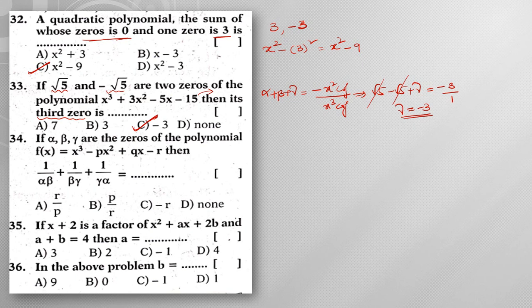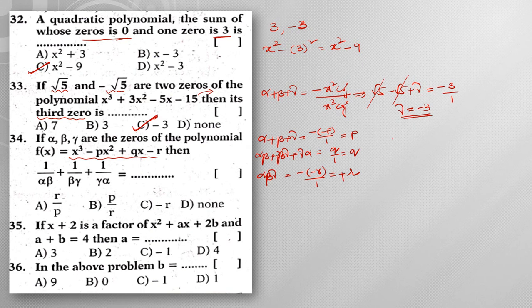Next, if alpha, beta, gamma are the zeros of the given polynomial, so this is a cubic polynomial. From this cubic polynomial you need to obtain the values of the sum of zeros, the sum of products of zeros taken 2 at a time, so alpha beta plus beta gamma plus gamma alpha, and the third one is alpha beta gamma. So first of all we need to obtain these values. The sum of zeros is given by minus of minus p by 1, which is nothing but p. Next one is q by 1, which is nothing but q. Next one is minus of minus r by 1, which is nothing but r.